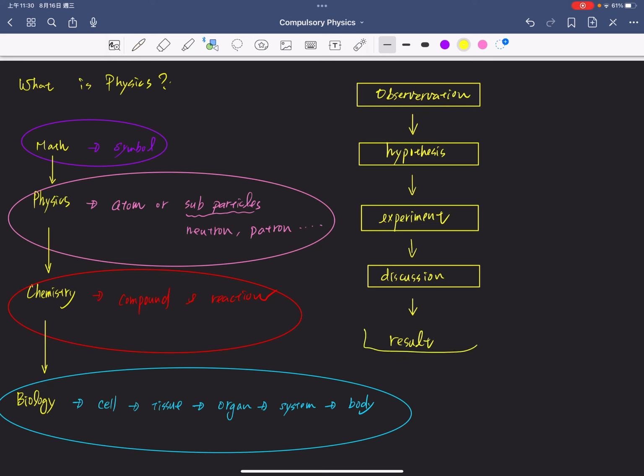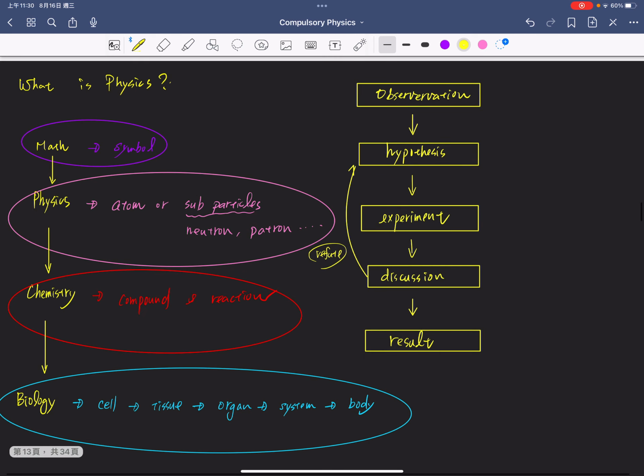Okay, so we get a result, and we will finally get some conclusion, or maybe someone will refute it. If someone refutes it, we will go back to the hypothesis and start our experiment, right? So this is the refutation loop. We call this the scientific method, the flowchart for thinking about this.